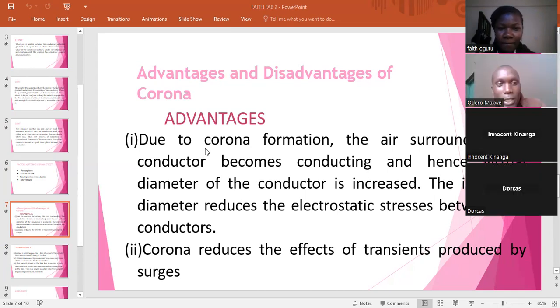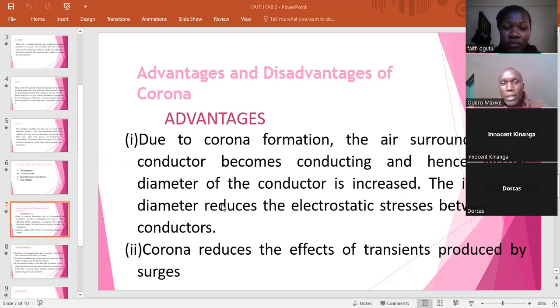Okay, the first advantage is that due to corona formation, the air surrounding the conductor becomes conducting, and hence the diameter of the conductor is increased. The increase in diameter reduces the electrostatic stress between the conductors. Now the second point.